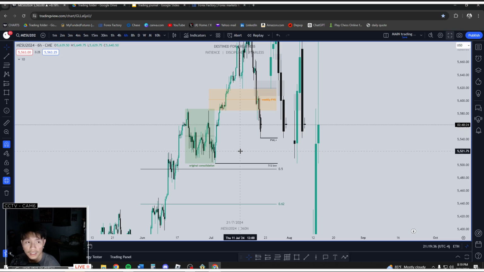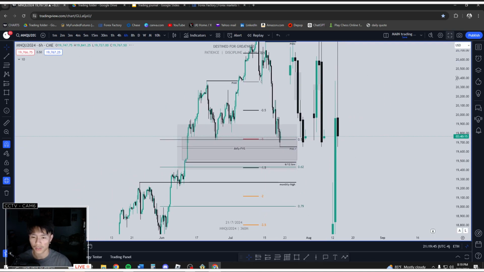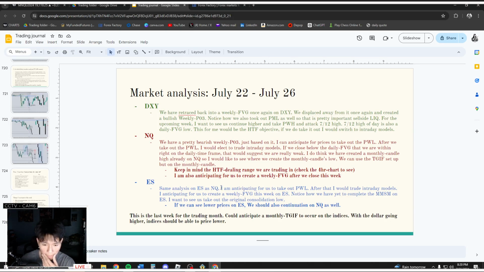If we can see more room to go lower on ES, that means on NQ we should see lower as well. That's one thing I failed to mention here. Because ES has room to go lower, I can anticipate for us to see lower prices on NQ as well, or a continuation at least. And with that, I think that should be all for the weekly market outlook here.